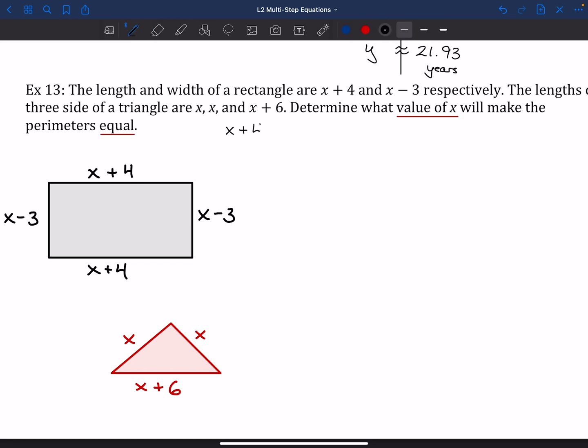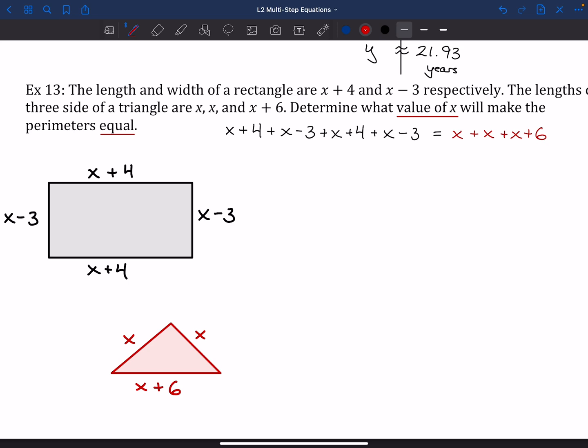So starting at the top, we've got x plus 4. And then I'm going to add on that side of x minus 3. And then add on that bottom side with x plus 4. And then add on that last side with x minus 3. That's the perimeter of the rectangle, right? And again, we're going to clean it up real nice in just a minute. We want to know when that is equal to the perimeter of the triangle. So to do the triangle part, we need to do x plus x plus x plus 6. Right? Those 3 different sides that they tell us about.